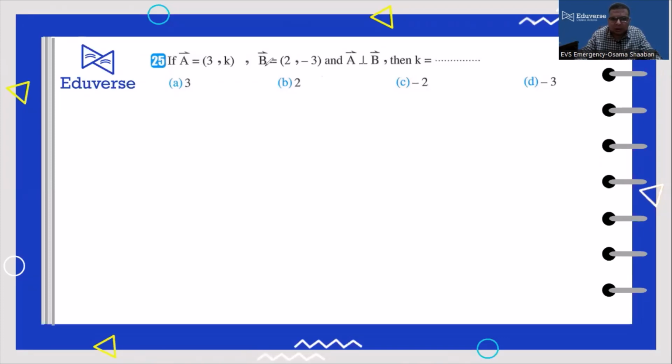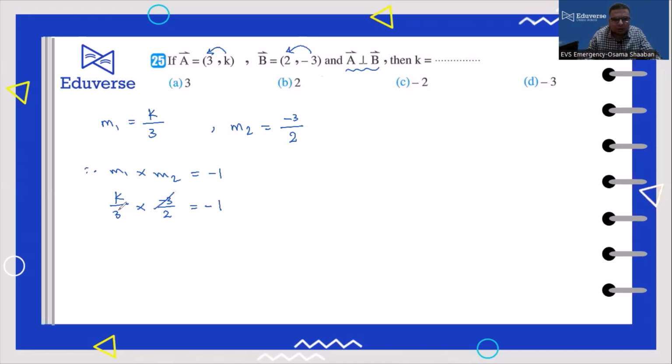Number 25. A vector equals (3, K), B vector equals (2, negative 3). A vector is perpendicular to B vector, then K equals what? The slope of the first vector, M1, is K over 3. And the slope of the second vector B is negative 3 over 2. And A vector and B vector are perpendicular, therefore M1 times M2 should equal negative 1. So K over 3 multiplied by negative 3 over 2 equals negative 1. So the 3s cancel, and K over negative 2 equals negative 1. Then K equals negative 2 times negative 1, which will be 2. So the answer is 2.